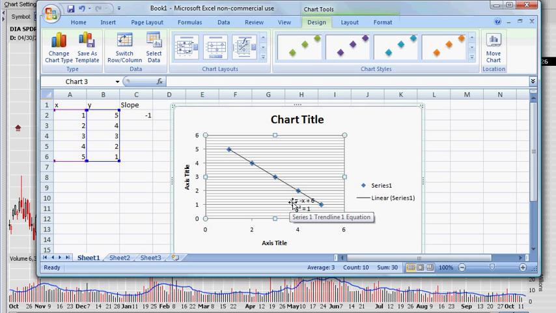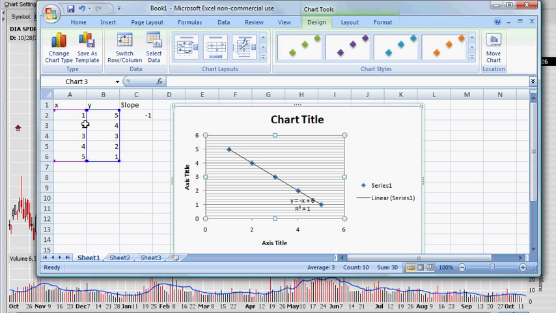And it's just a simple y = mx + b. Anyone that's taken algebra probably already knows that. So the equation of this line, which is the line of best fit or linear regression line, is y = -x + 6. And like I said, it's a perfect relationship.